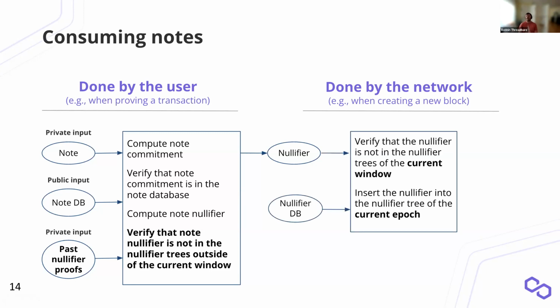And then what needs to be done on the node or network side is very slight changes. First, we need to verify that the nullifier we receive from the user is not part of the nullifier trees in the current window, so the two nullifier trees. And then we just need to update the nullifier tree in the current epoch. So these are the main changes. Then again, we get the new nullifier database, and as before, the two inputs into what the network needs to do are fully public.